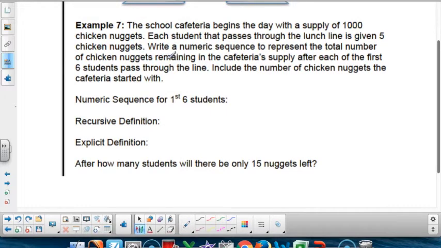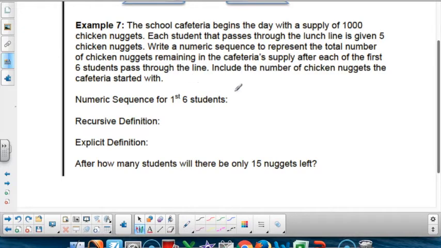Write a numeric sequence to represent the total number of chicken nuggets remaining in the cafeteria supply after each of the first 6 students pass through the line. Include the number of chicken nuggets the cafeteria started with.